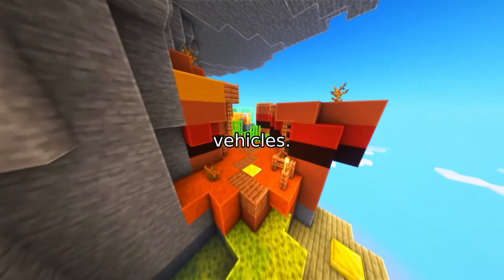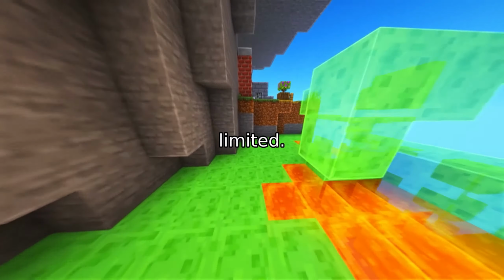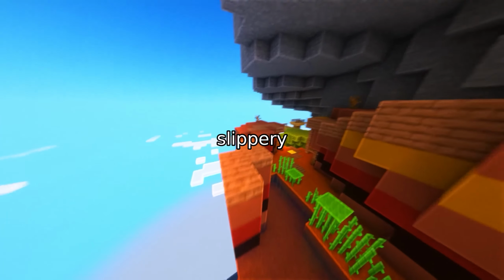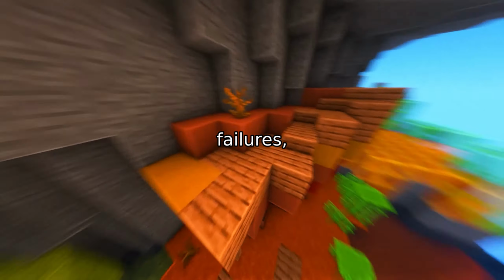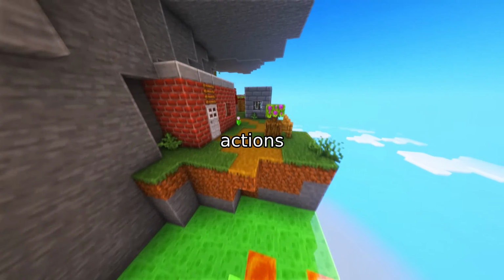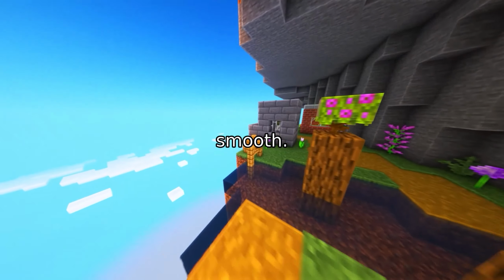Take autonomous vehicles. Training them solely on real-world driving footage is expensive, risky, and limited. But with a physics-aware simulator, engineers can generate millions of edge cases, slippery roads, sudden obstacles, sensor failures, without ever leaving the lab. The AI learns not just what to do, but why certain actions are safe or dangerous, grounded in real mechanics. But physics isn't always smooth.